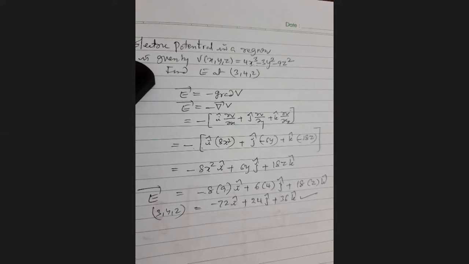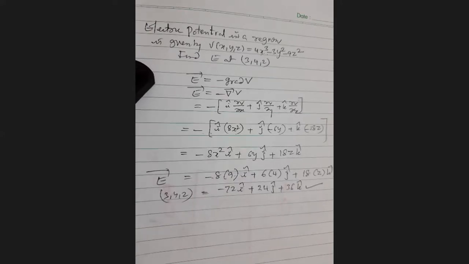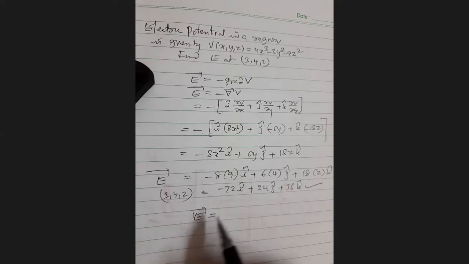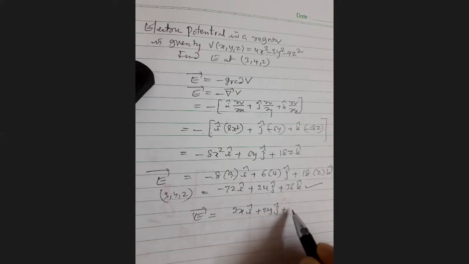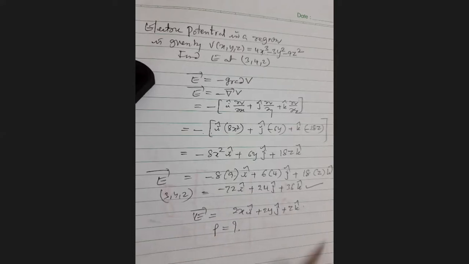Okay, now let us see the next problem. Given the electric field in a region of space, 2x i cap plus 2y j cap plus z k cap, calculate the volume charge density. This is the question. In the given problem, the field strength is given, and we have to calculate the volume charge density.